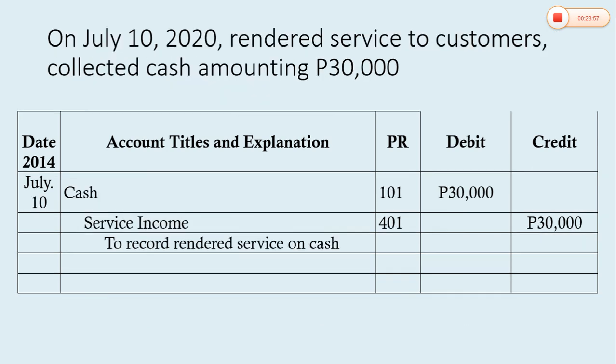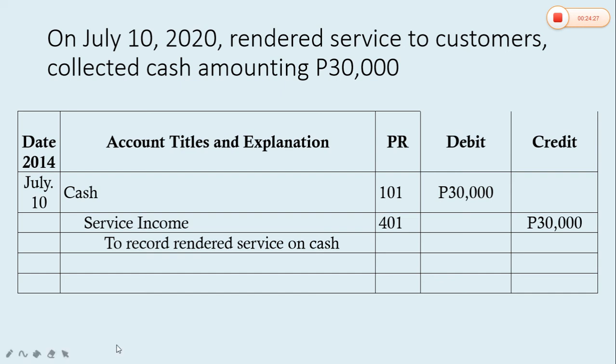Okay? Now, third example, on July 10, 2020, rendered service to customers collected cash amounting 30,000. So, naay customer si Salvino Accounting Firm, basig na ay isa ka business nga nainhanglan sa iyang service, sa iyang accounting services. So, nagbayad og 30,000. So, si customer nagbayad og 30,000, what happened to cash account? Increases, nitaas, therefore you have to debit that one.